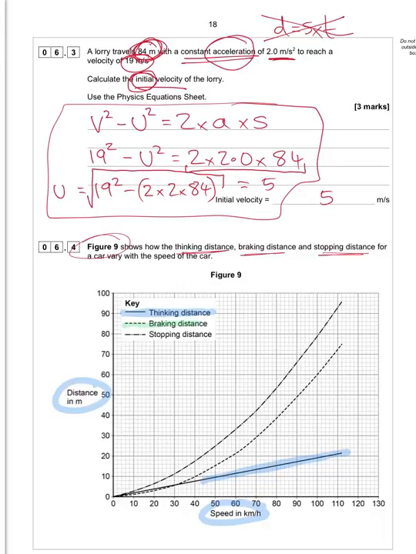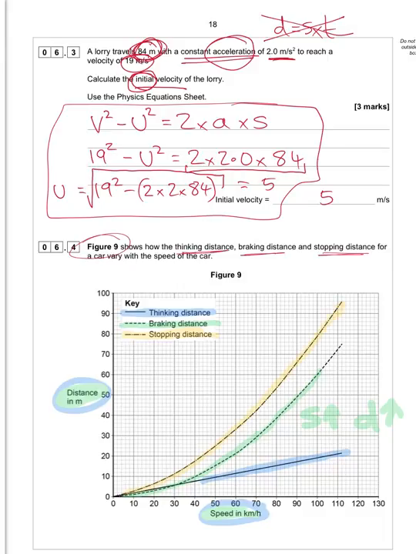Whereas this line here, the braking distance, that line is not straight, that is a curved line. So we cannot say that speed and distance are directly proportional, but we can say that as speed increases, the distance will increase. Okay, but it is worth mentioning that it is not a directly proportional relationship. And finally, the same applies for stopping distance.